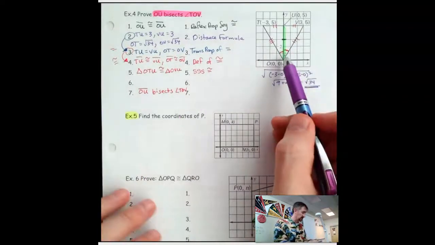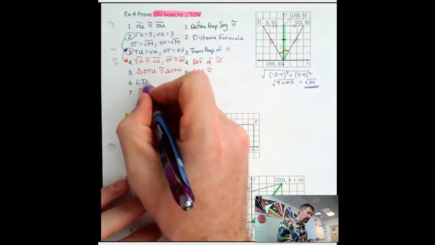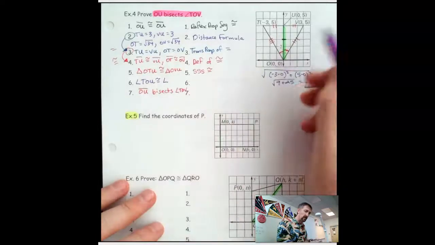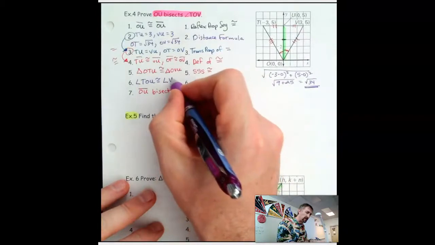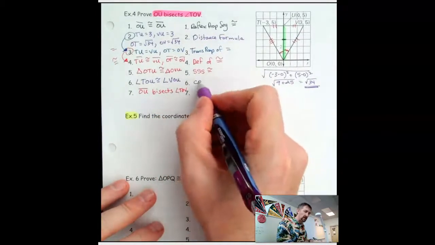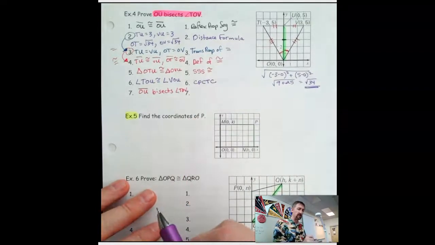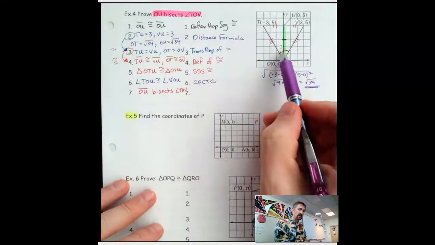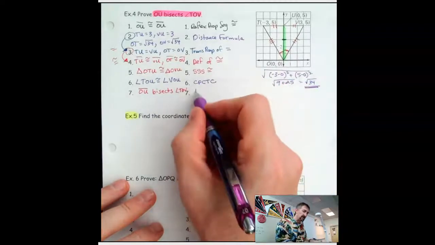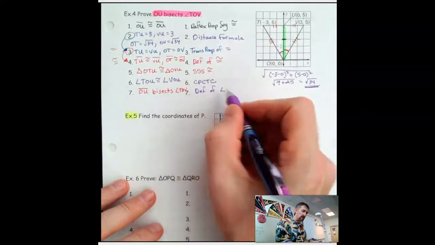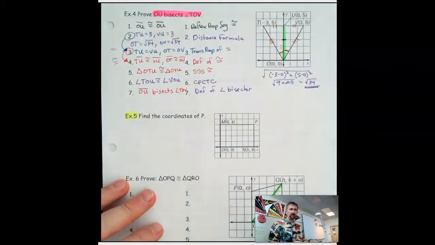Now, the parts. So that's going to be angle TOU is going to be congruent to angle, since we said TOU, we need to say VOU. And that's going to be corresponding parts of congruent triangles are congruent, CPCTC. And if we have these two angles congruent, how do we know that that bisects the bigger angle? That's the definition of angle bisector. All right?